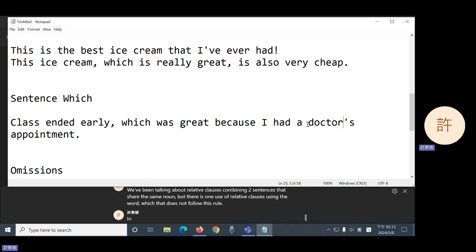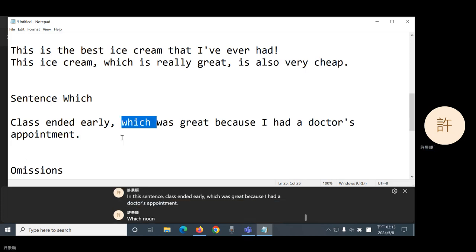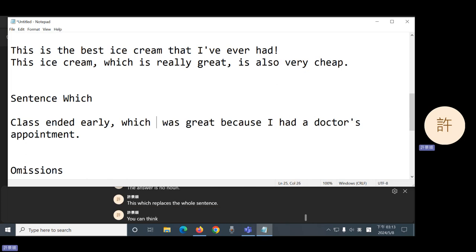In this sentence: Class ended early, which was great because I had a doctor's appointment. Which noun is this word supposed to replace? The answer is no noun. This which replaces the whole sentence. You can think of this use of which as "and this."